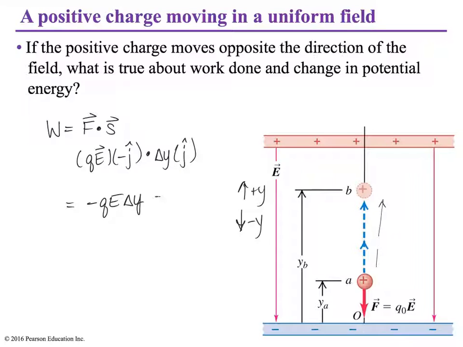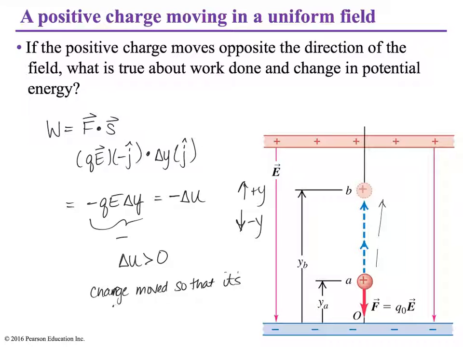So when we do the calculation of the work, we actually find that in this case the work is negative. And so this is also equal to minus the change in potential energy. But if this is negative, then that means that the change in potential energy is actually greater than 0 because of the negative sign. And so when it moves in that direction, the charge moved so that its potential energy increases.